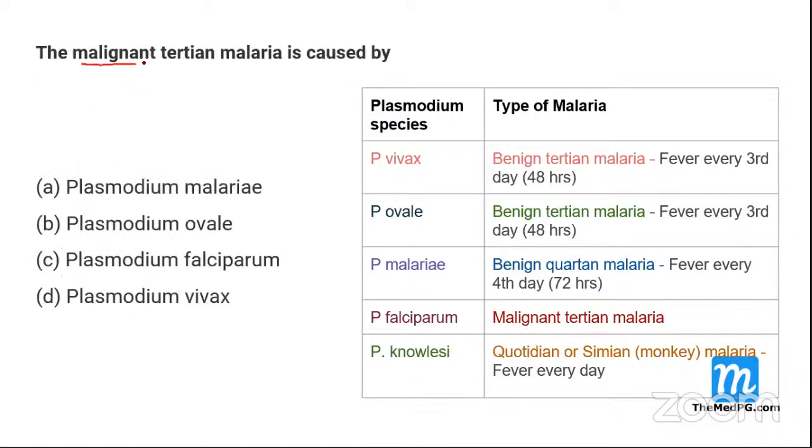Next. The malignant tertian malaria is caused by. Now you should answer. Falciparum. So option C is the answer. Next.